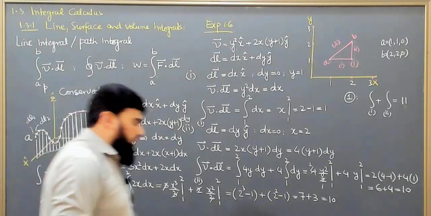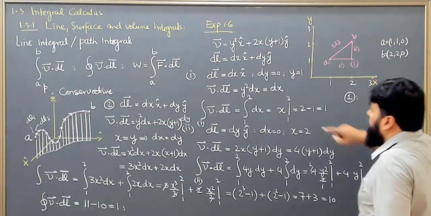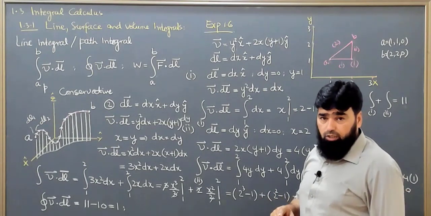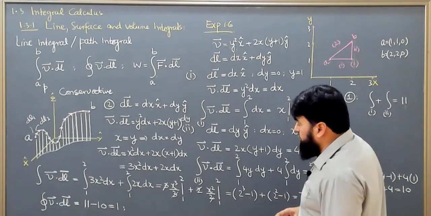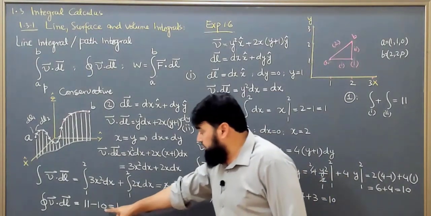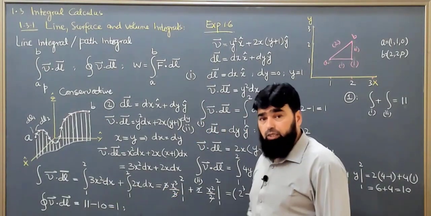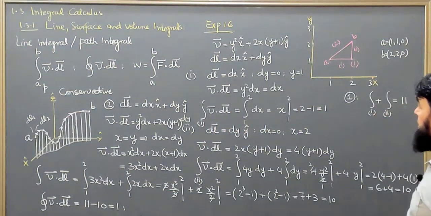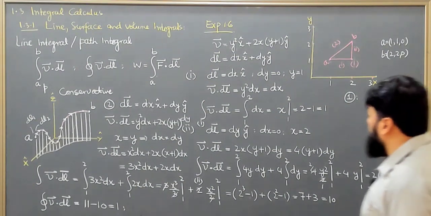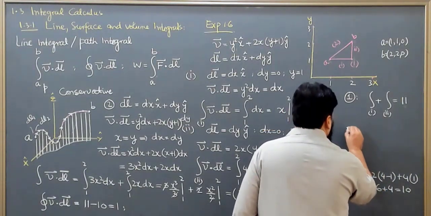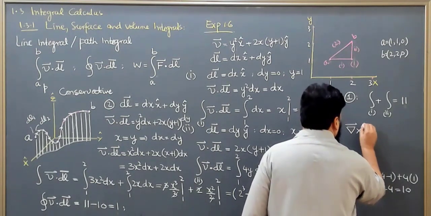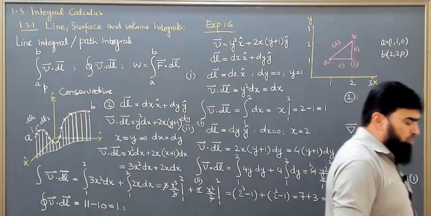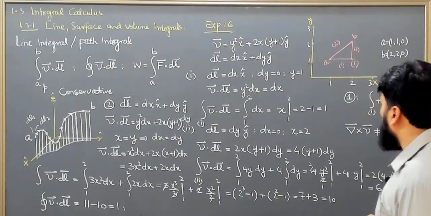It tells us that the vector function we have here is a non-conservative function, because it strictly depends on the path being followed. If it were independent of the path, then we would have got 0 here. So it is a non-conservative force, and we can check this by calculating del cross V, which will not be equal to 0. If it were equal to 0, then it would be a conservative force.